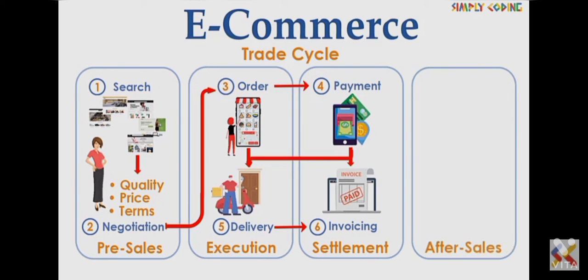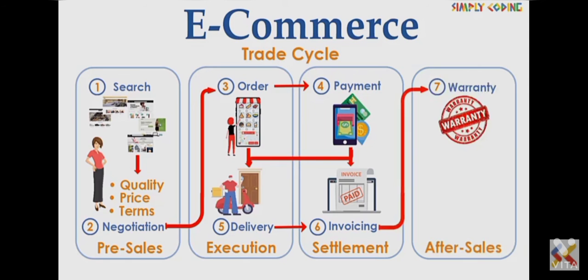Last step is after sales. This phase consists of warranty and after sales service. In the warranty period, the customer will get maintenance services for free or at a minimum cost. After sales services means in case there are complaints about the product, you can get maintenance service from the supplier at individual visit cost.